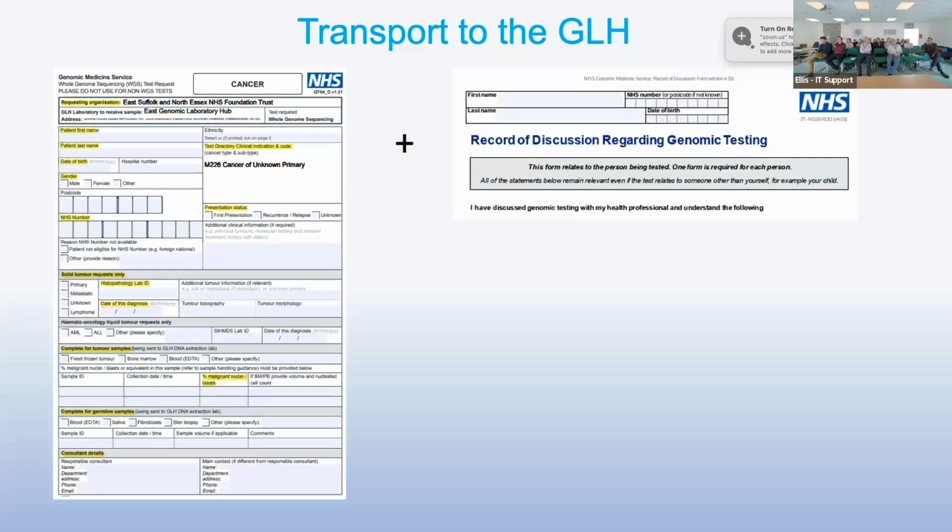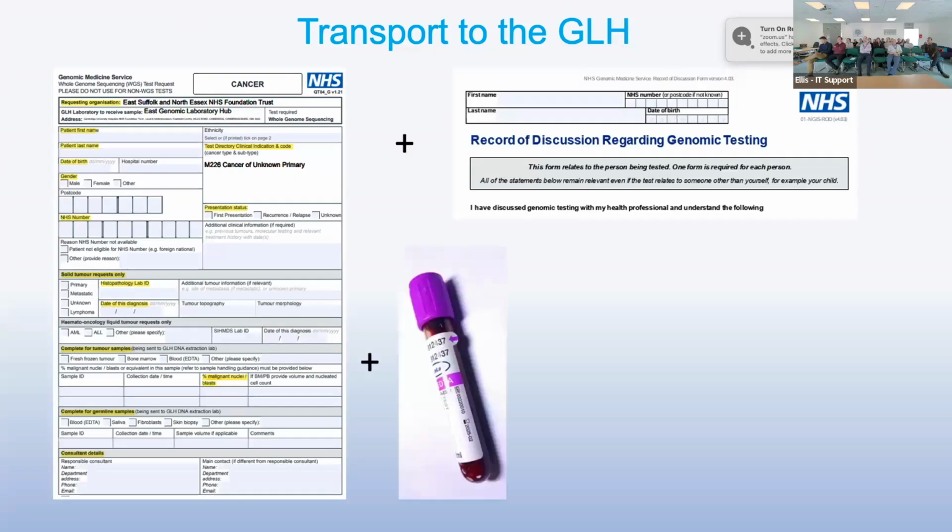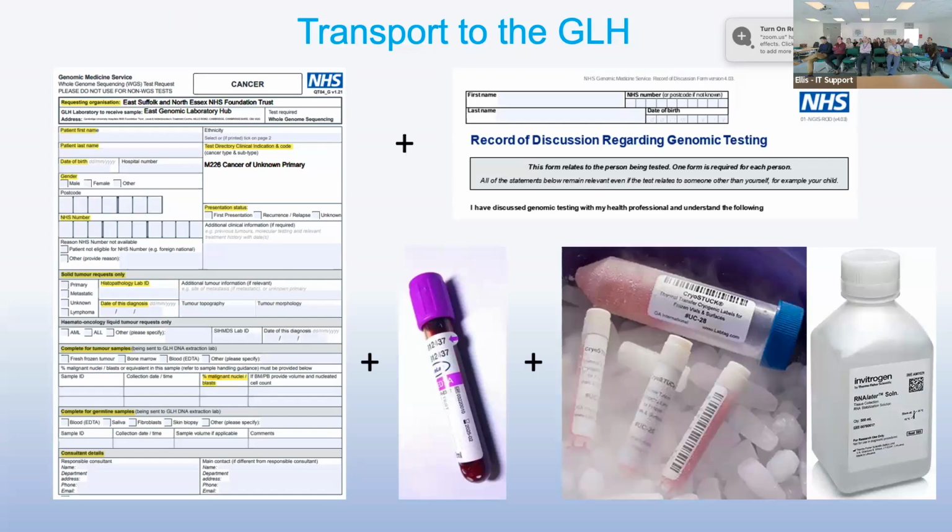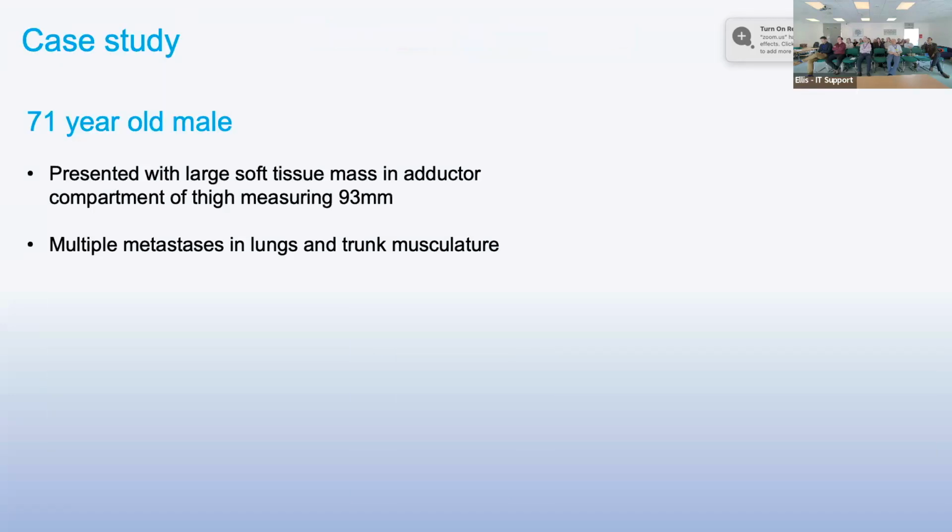And then when it's ready, we send the consent, the record of discussion, the request form, bloods, and the tissue over to the GLH for sequencing. So that's essentially the pathway.